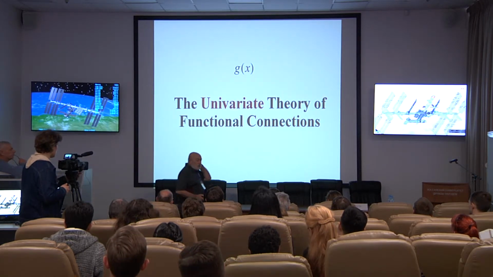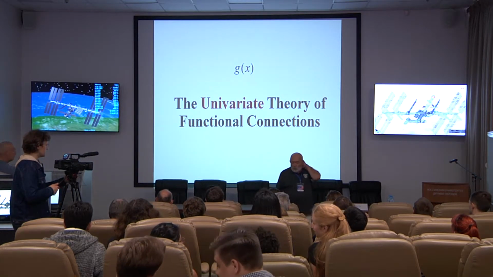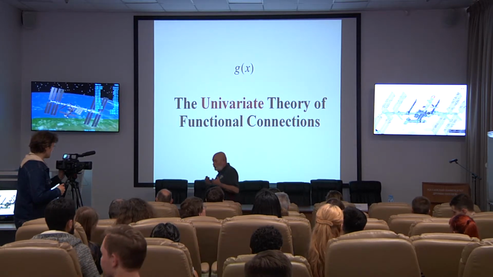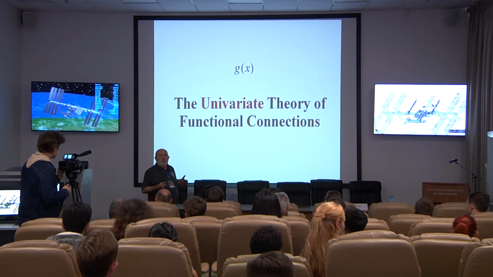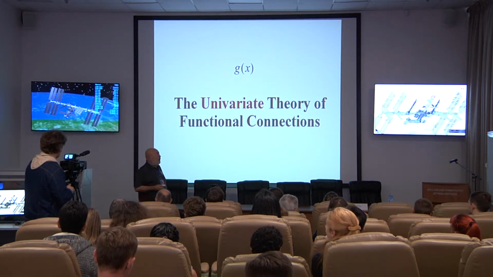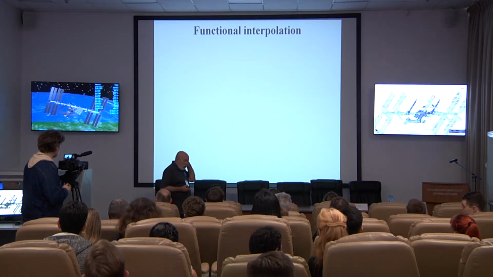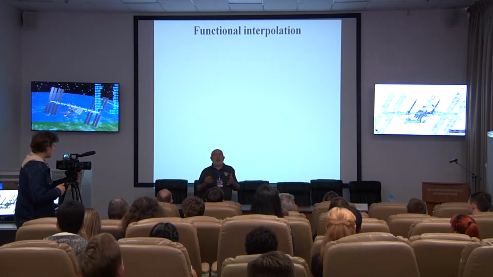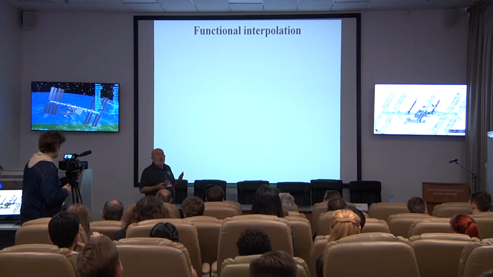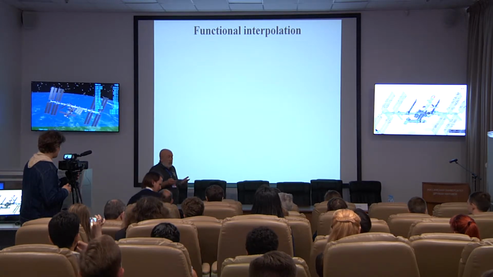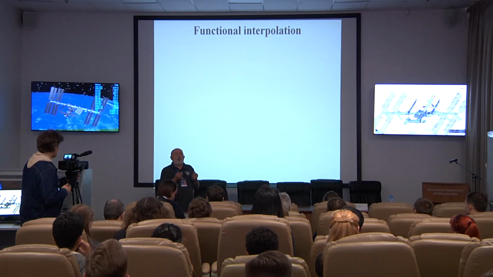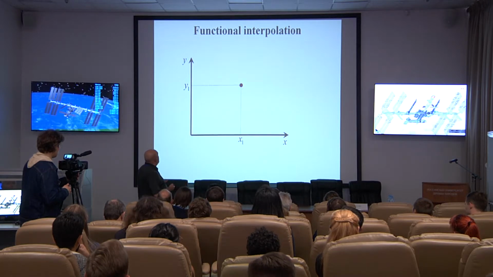So first of all, I want to introduce basically what is the univariate theory of connection, and then we will see the bivariate and the multivariate. The theory of connection can be classified in a mathematical way as a functional interpolation. What is a functional interpolation? I will show this by a very simple, almost trivial example.